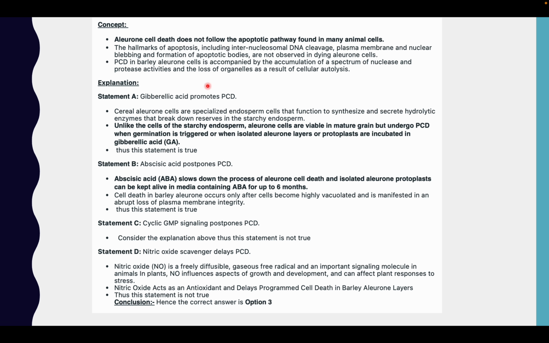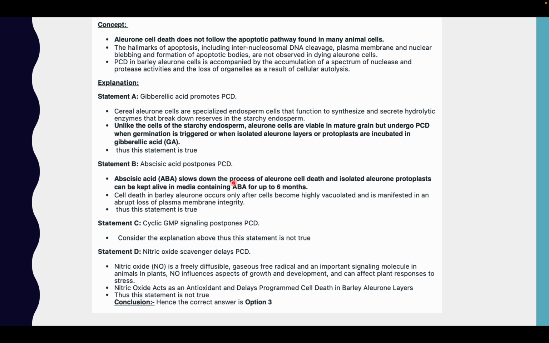So these were the statements saying GA promotes PCD. As we know, cereal aleurone cells are specialized endosperm cells that function to synthesize and secrete hydrolytic enzymes that break down reserves in the starchy endosperm. Unlike the cells of the starchy endosperm, aleurone cells are viable in mature grain but undergo PCD when germination is triggered or when isolated aleurone layers or protoplasts are incubated in GA. So this statement is true, it promotes PCD.